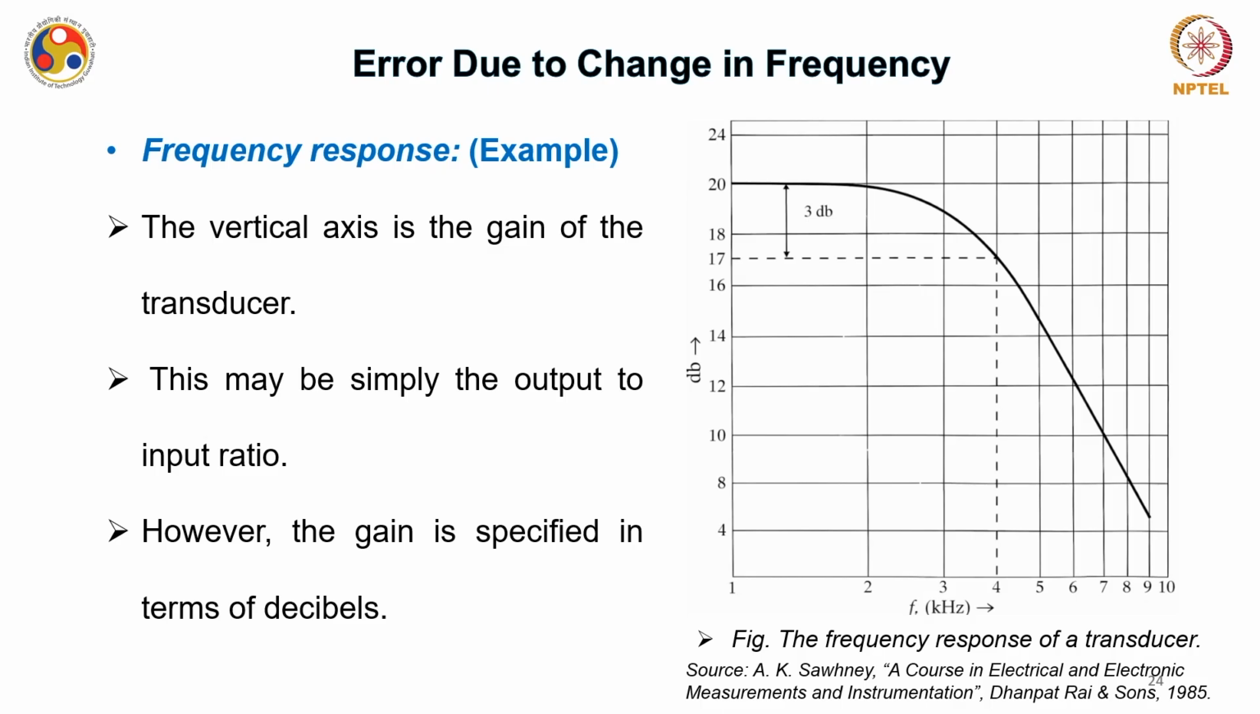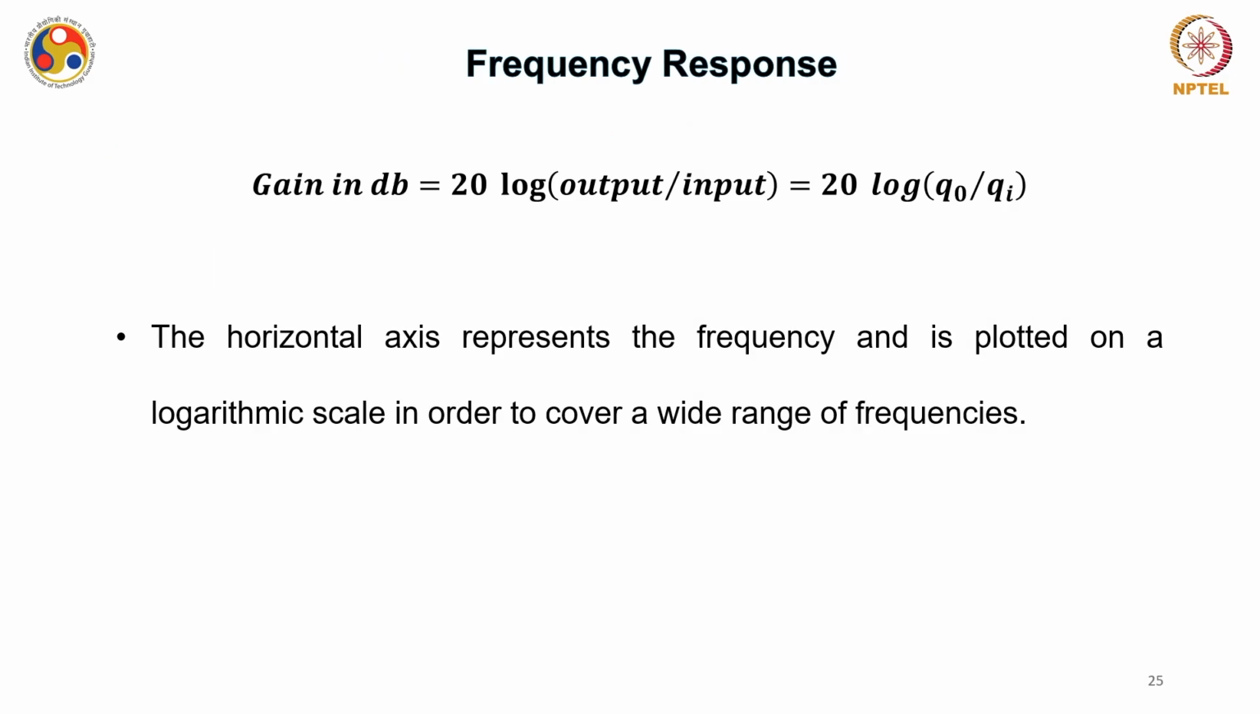Let's see this with one example. In this case the vertical axis is the gain of the transducer, and this may be simply the output to input ratio. Usually it is denoted like this. However, the gain is specified in terms of decibels. If you know the concept of decibels from amplifiers or other transistors, gain in dB is usually represented like this.